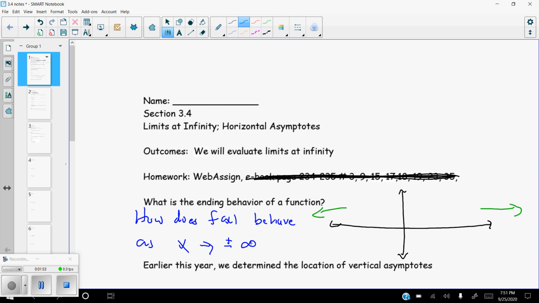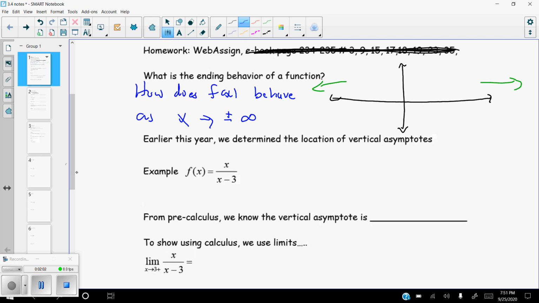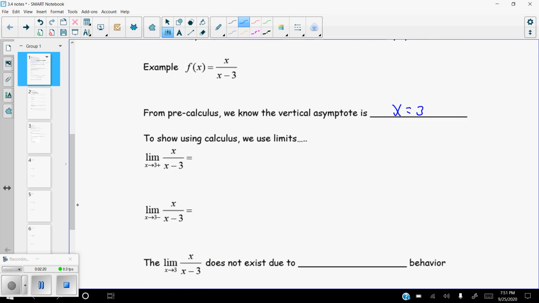So we're just going to do a quick little review. Earlier in the year, we determined the location of a vertical asymptote. Something like the function x over x minus 3. We know from pre-calculus that we have a vertical asymptote at x equals 3, and we know that because it makes the denominator 0 while not making the numerator 0. To show it using calculus, we use the concept of limits. So the limit as x approaches 3 from the right-hand side.